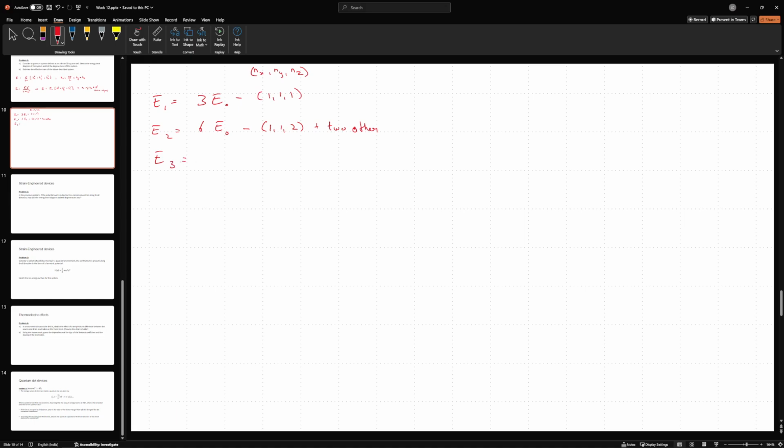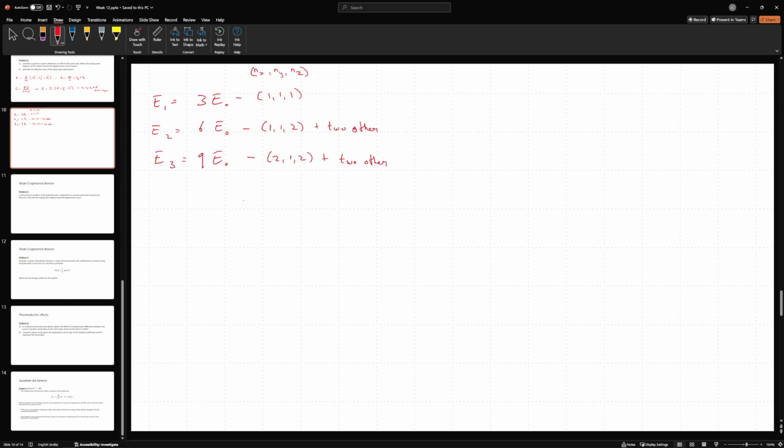E3 is going to be, I can either raise one of these to 3 and keep the other two at 1, or raise two of them to 2 and keep one of them 1. So 1 square plus 1 square plus 3 squared is actually 11, and 2 square plus 2 square plus 1 squared is 9. So my third lowest energy level is going to be 2 comma 2 comma 1, and there are again two others for this.